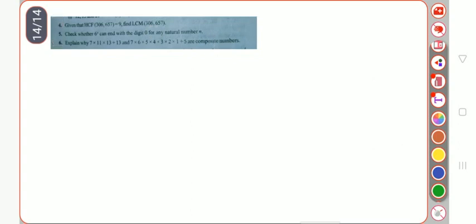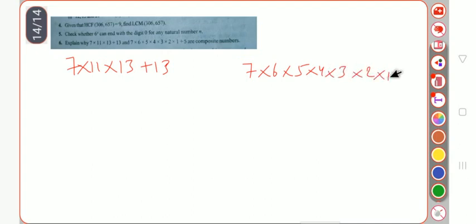Question number 6 is saying explain why 7 into 11 into 13 plus 13 and 7 into 6 into 5 into 4 into 3 into 2 into 1 plus 5 are composite numbers. It is saying explain why these given two numbers are composite numbers. So first of all we should know the definition of composite number. What is the definition of composite number?